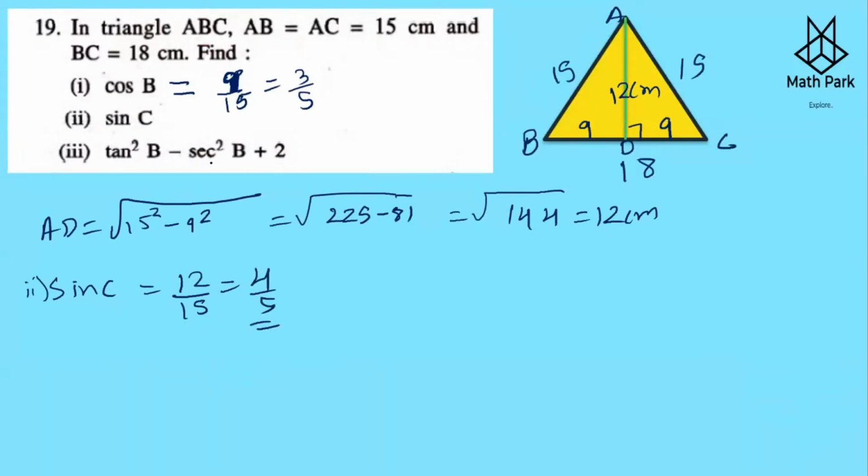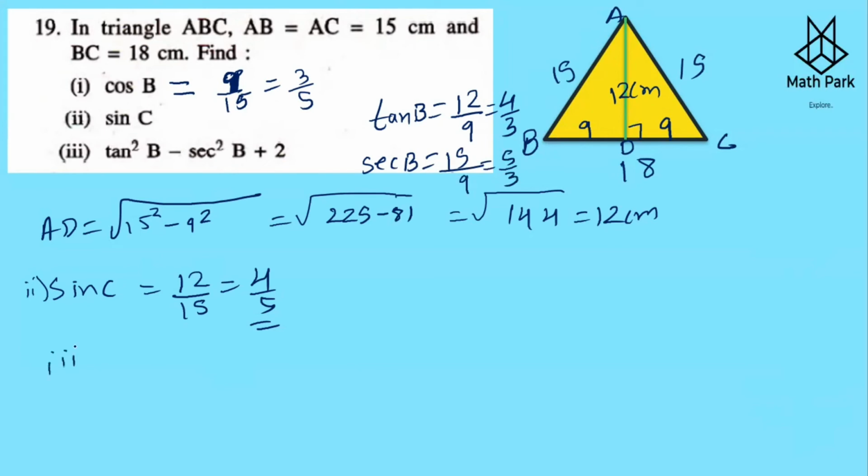Now tan square B minus sec square B plus 2. So let us write tan B. Tan B is opposite by adjacent, that is 12 upon 9, which is 4 by 3. Sec B is hypotenuse upon adjacent. So sec B is hypotenuse, which is 15, upon adjacent to B, which is 9. So 15 by 9 is 5 upon 3.